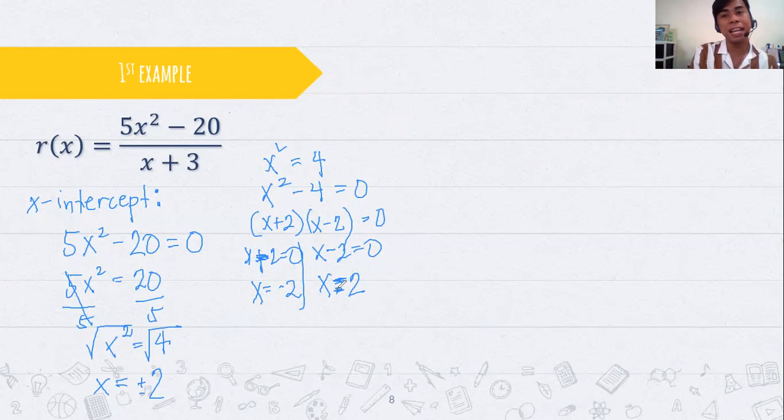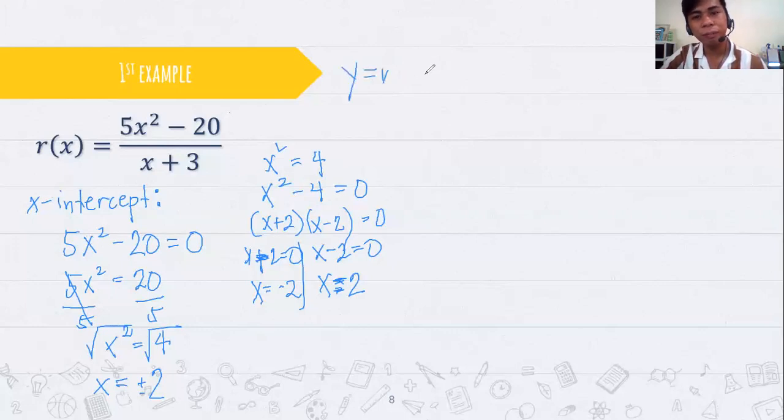Kapag binalik, di ba? Yun. So we have, ano yung ating x-intercept? We have x is positive and negative 2. Ngayon, class, naalala niyo si y is equal to mx plus b. Tama? Naalala pa ba? Y is equal to mx plus b.